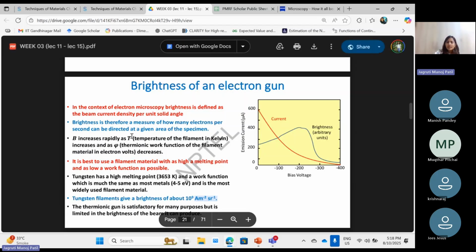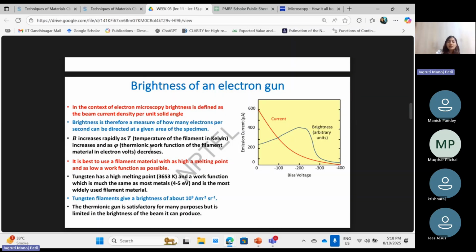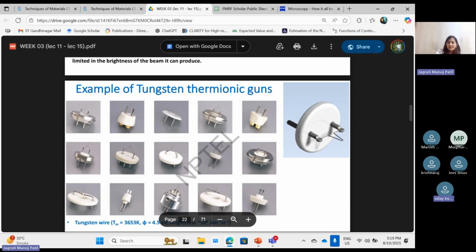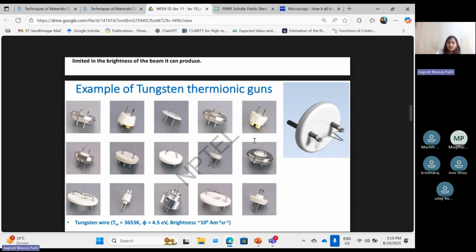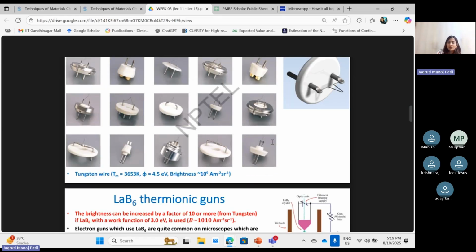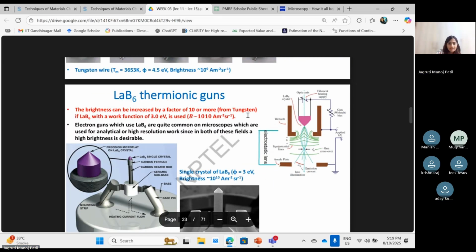So you have your current density, which is nothing but current in a given area, so that's ampere per meter squared. And now you have per unit solid angle. Solid angles or cross sections are always represented by steradian, so it's steradian inverse. And these are different kinds of thermionic guns that you have. One such example is a tungsten gun. But nowadays in electron microscopes, you no longer see these kinds of guns.